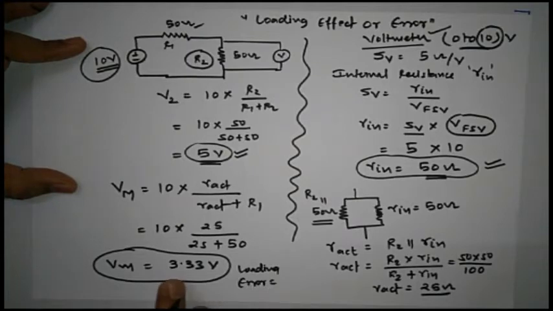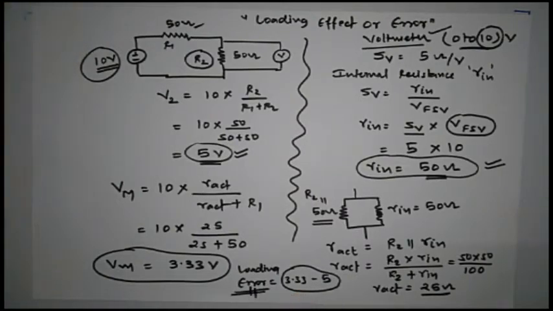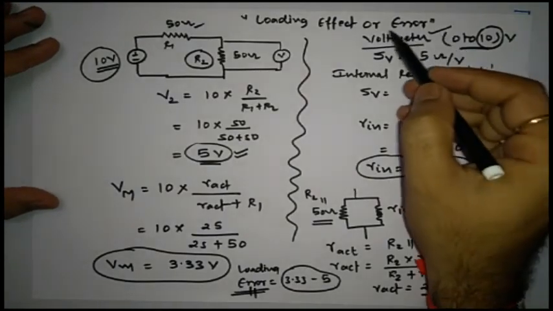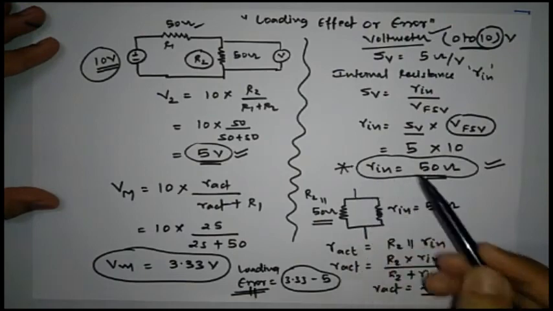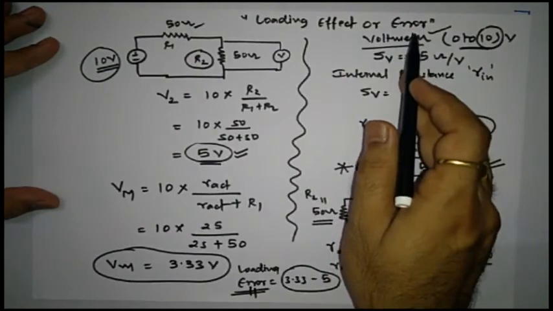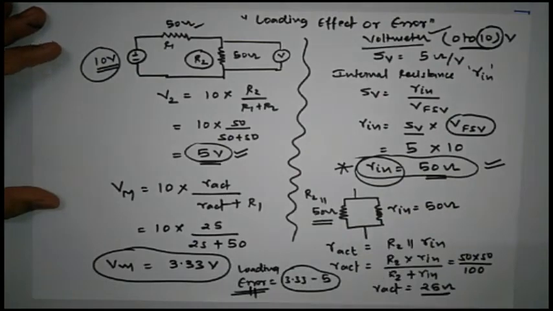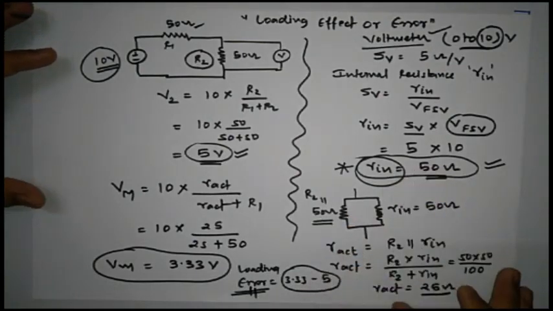is nothing but the difference between measured value and actual value. So measured value is 3.33 minus actual value 5. So whatever the difference we get, this difference is the loading error in this case. So this is the importance of loading effect and loading error. I can say that this loading error is introduced by this voltmeter because of its internal resistance. That is the reason I told you, what is loading error? It is nothing but the error which is developed or introduced by a given instrument because of its internal resistance, and this error is called loading error.